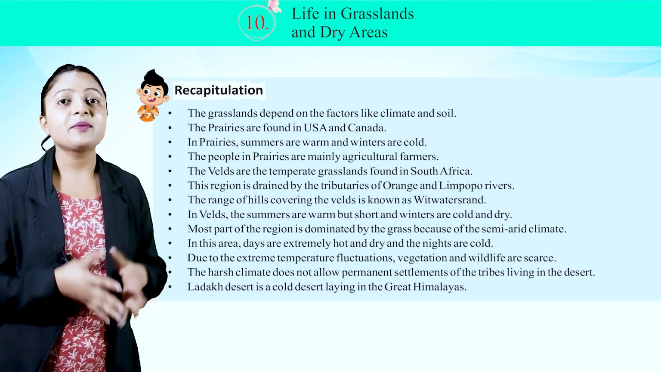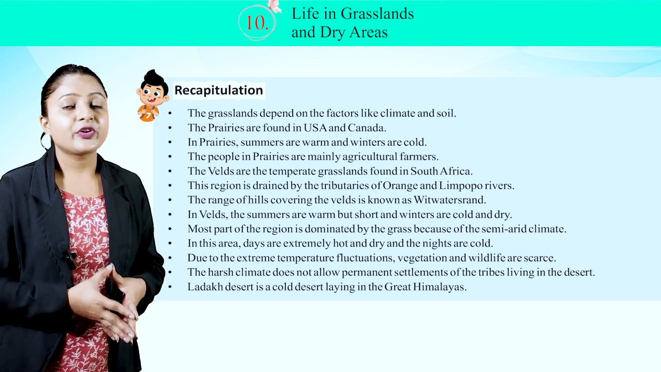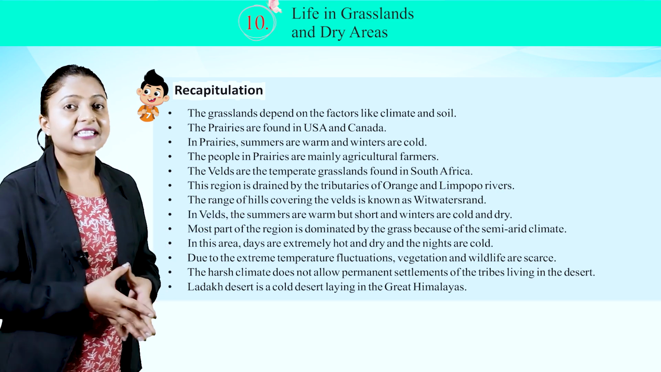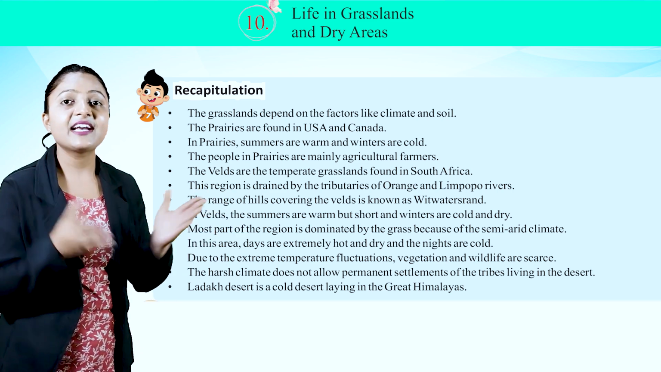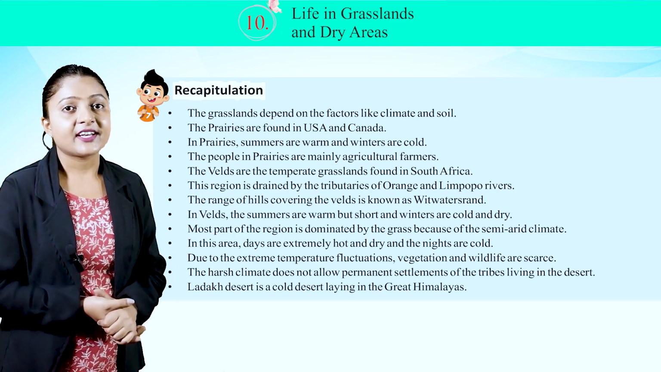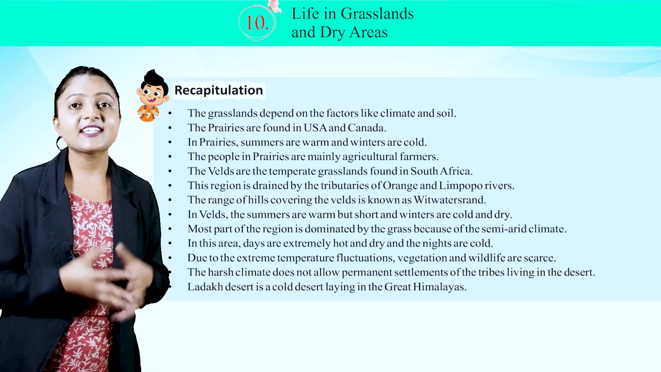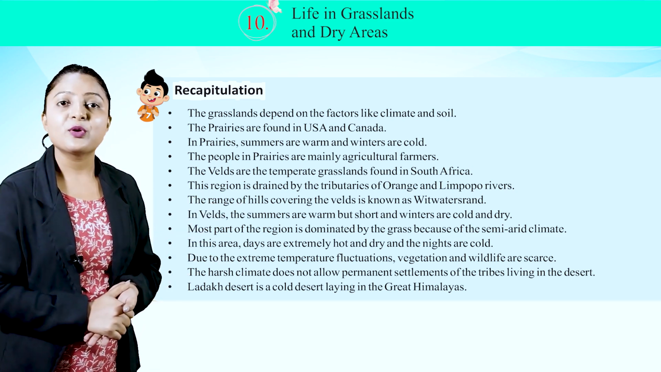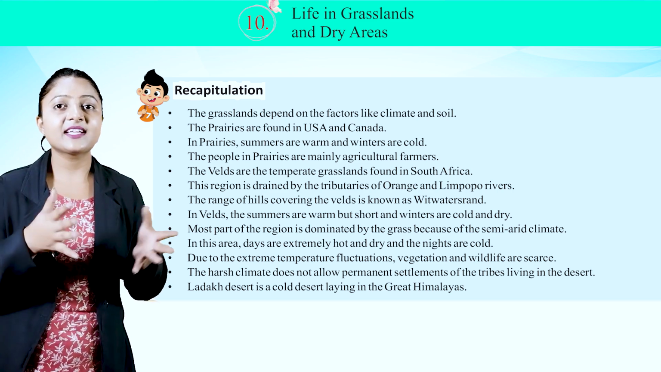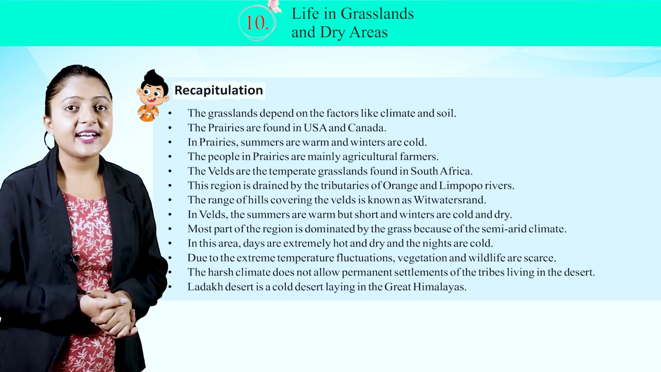This region is drained by the tributaries of Orange and Limpopo rivers. The range of hills covering the velds is known as Witwatersrand. In velds, the summers are warm but short and winters are cold and dry. Most part of the region is dominated by grass because of the semi-arid climate.